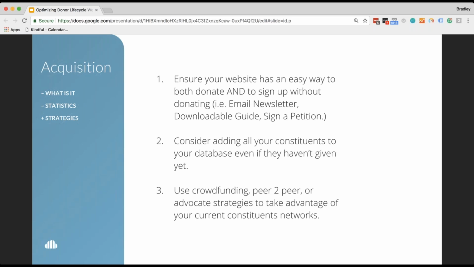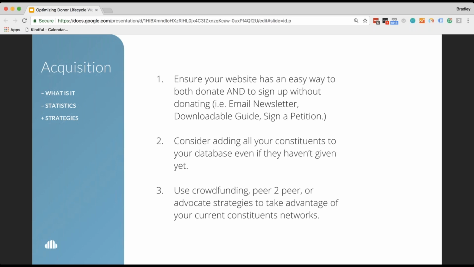And we have a lot of organizations who have people sign petitions. Signing petitions is a great way to understand what people are passionate about and to continue to build a relationship based on that passion. So make sure that your primary ask on your website, obviously the one that stands out the most, is to donate, but also that you have some ways for people to sign up if they're not quite ready to donate yet.